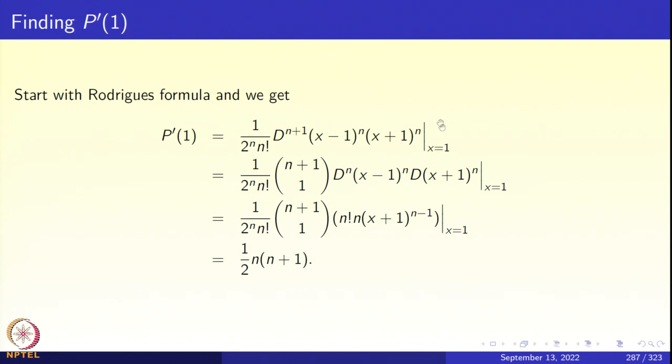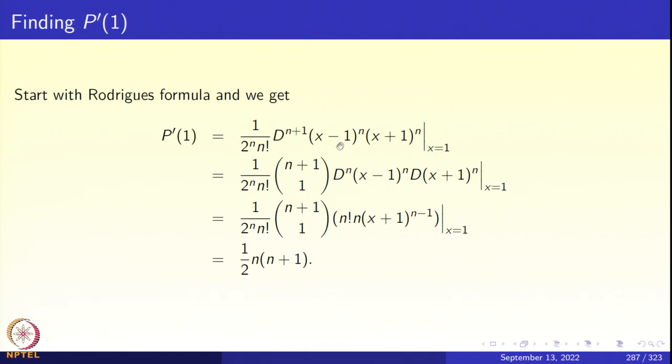I had to use the Leibniz rule for the n plus first derivative of a product. So what is the kth derivative of a product UV? You have to apply the Leibniz rule. It is K choose J, J derivatives falling on the first factor, K minus J derivatives falling on the second factor, summed over J. So here, what happens to this expression when you put x equal to 1? If fewer than n derivatives fall on this, then one factor of x minus 1 will survive and that will disappear when you put x equal to 1.